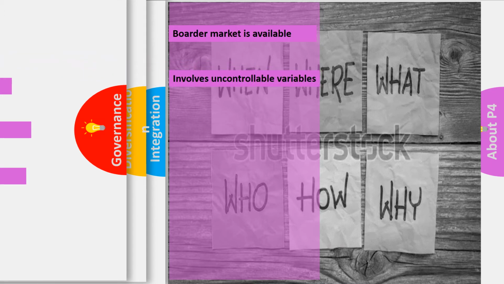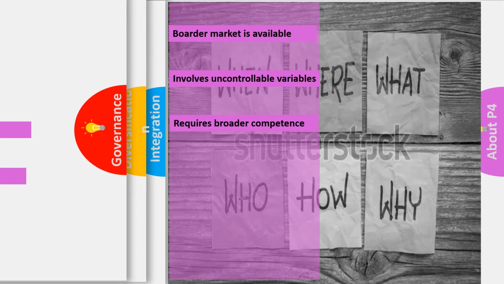Then there are uncontrollable variables. If you're going into another market, you may not know that market, so there may be many different variables that may be uncontrollable. We've seen the fact that Tesco went into the USA, and to be quite honest, they were not successful because of many different uncontrollable variables that were not taken into consideration.